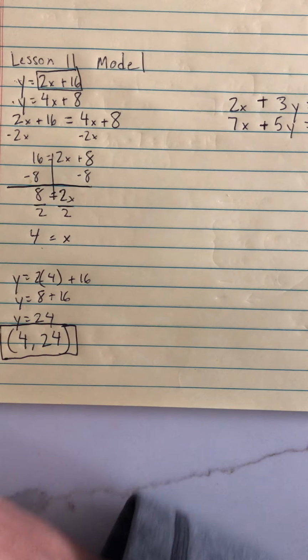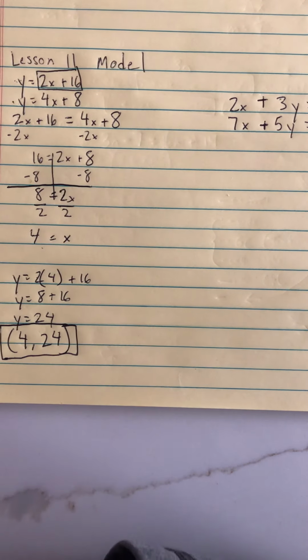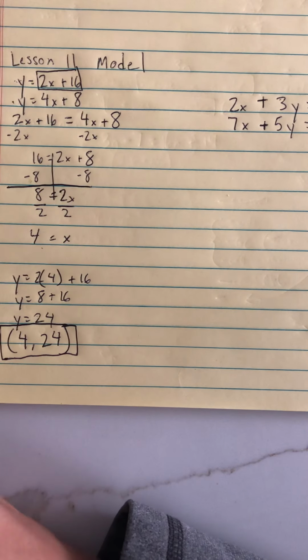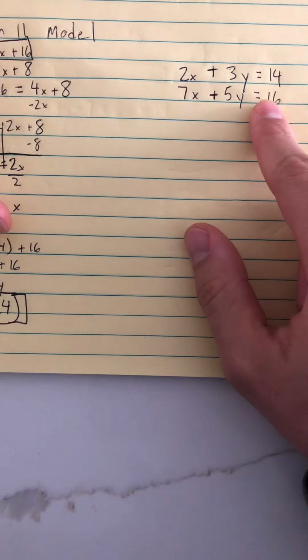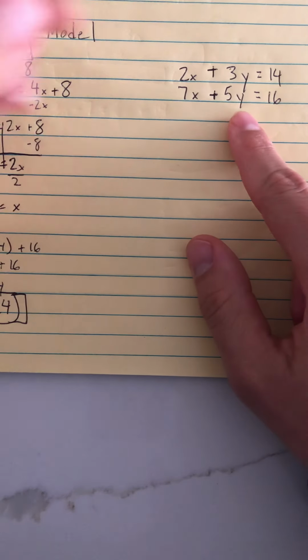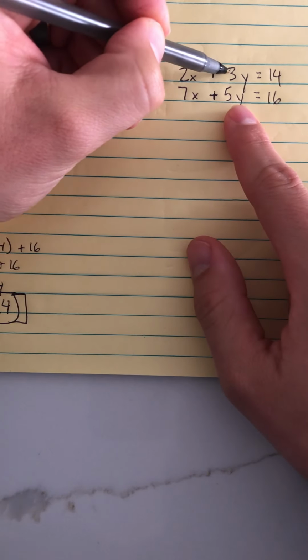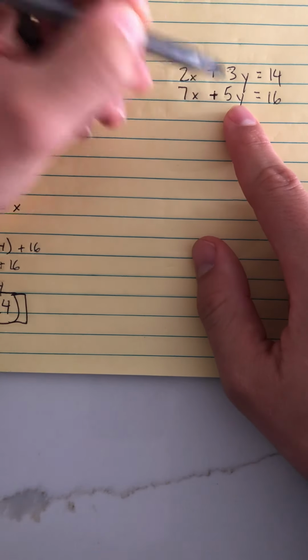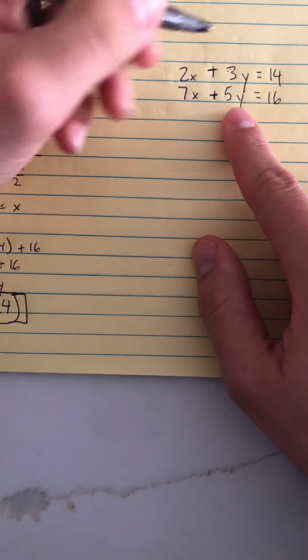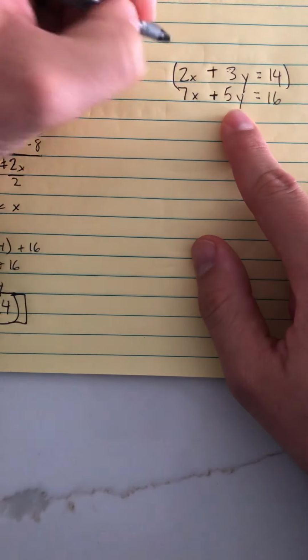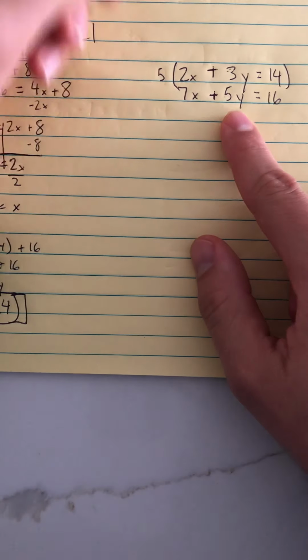I need opposites. I need a negative and a positive. So what I'm going to do is wipe out these y values first. I need a number that I can multiply 3 by, multiply 5 by, to get them to be opposites. So I'm going to take my first equation and multiply it by 5, and you'll see why.